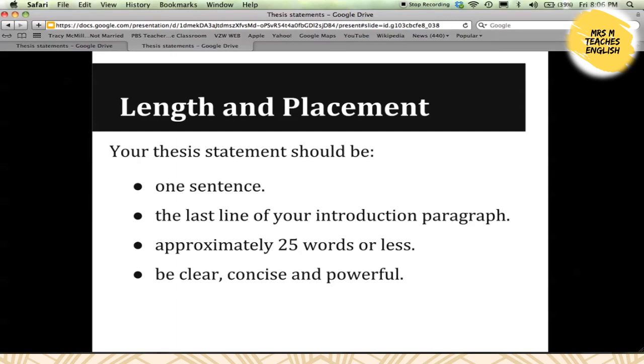A lot of students, because there's quite a bit of information that needs to go in the thesis, really struggle with keeping it concise. Their thesis statements end up very long, and the longer it is, it can kind of lose steam. It can lose some power if it's overly long. So you want to keep it clear, concise, and powerful, because as I said, your thesis statement is the most important sentence of your essay.